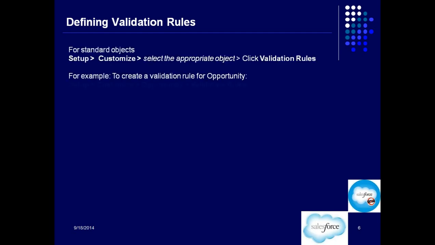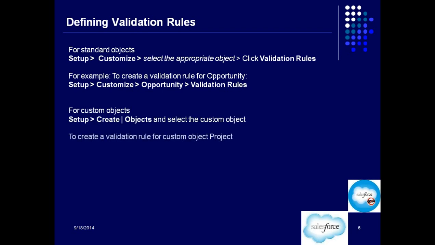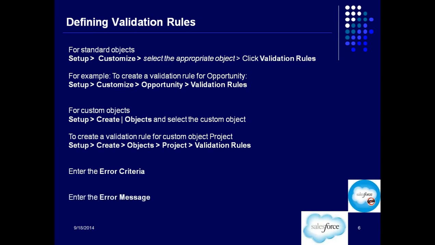You just have to go to setup, customize, and all these things. Select the validation for standard objects. For a custom object, you just have to go to setup, create objects, select the object, and under that you will see the validation rule. You will select that. Okay. Now there are two things which you actually have to define in the validation rule. One is the error criteria, the rule actually, and one is the error message. If some data is not validated, then what is the error message that it should throw?